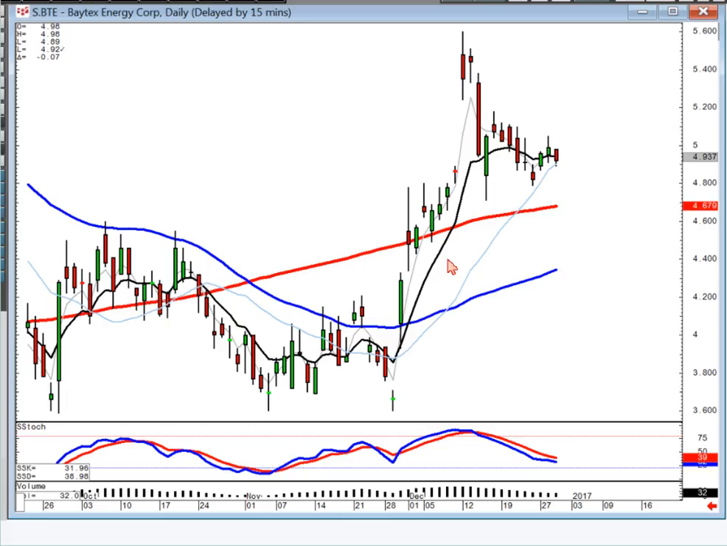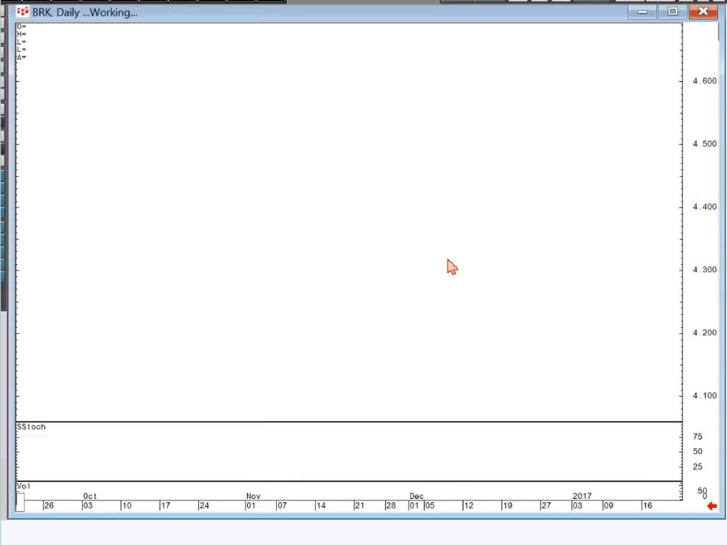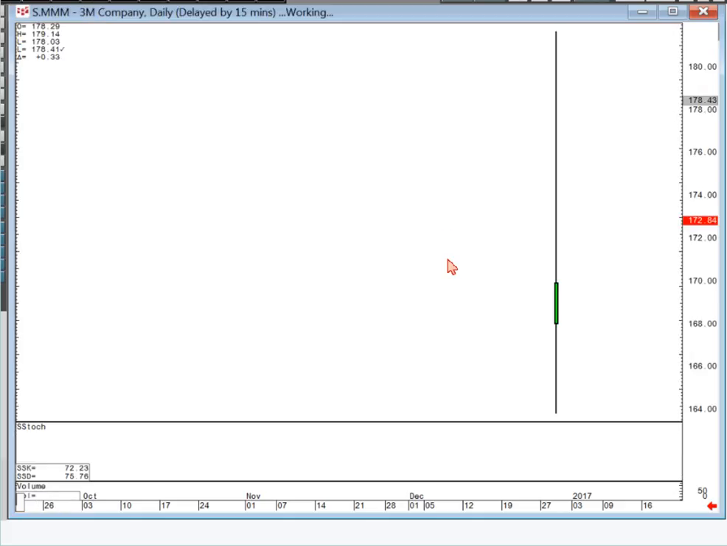DTE, same scenario. You should have been out of this one today. If you weren't, it has to open positive tomorrow to stay in it. Let's see, is this Brookshire? I don't know whether I can get it over here. PRA.B. Can't get Brookshire over here for some reason.